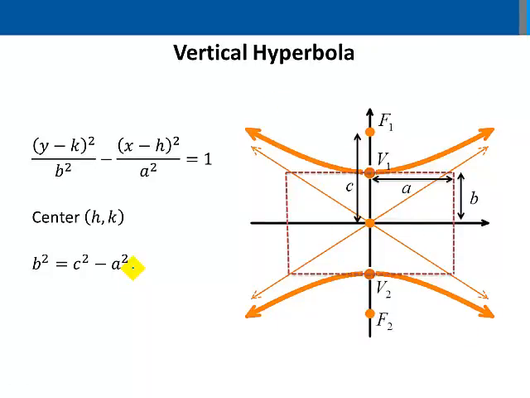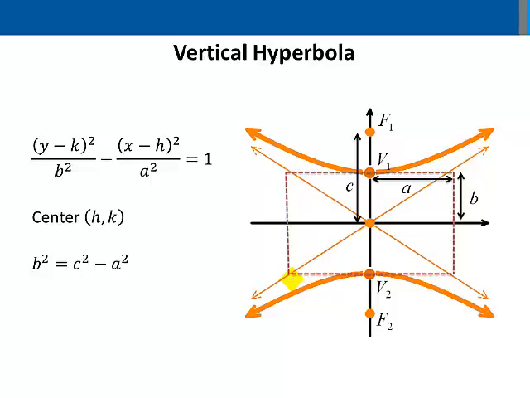For vertical hyperbolas, the transverse axis is vertical. Note that the equation begins with (y minus k) squared over b squared, and the transverse axis is parallel to the y-axis. Here b is the vertical distance from the center to each vertex. A is the horizontal distance from each vertex to the corners of our box.